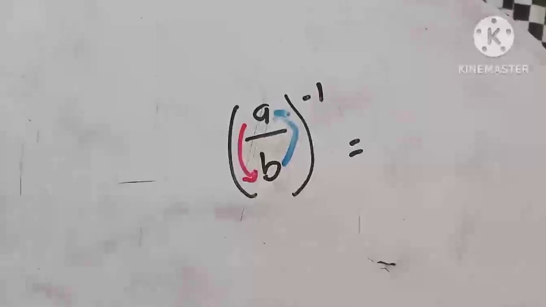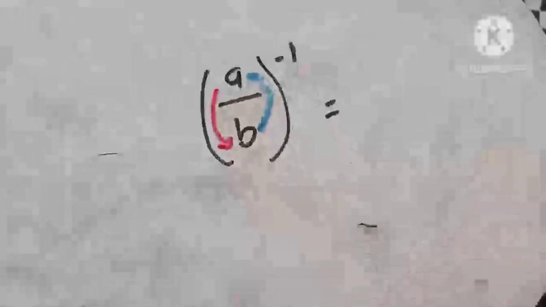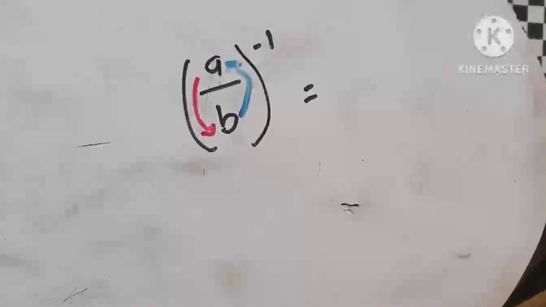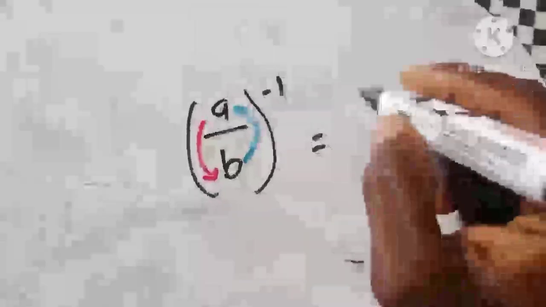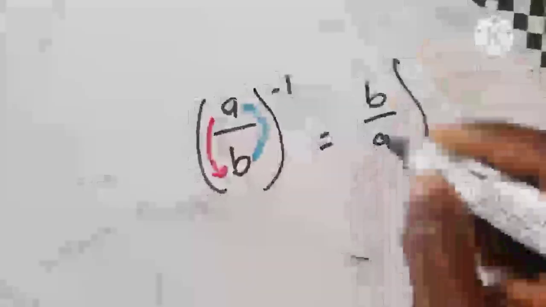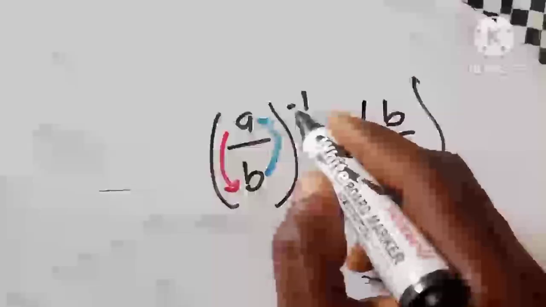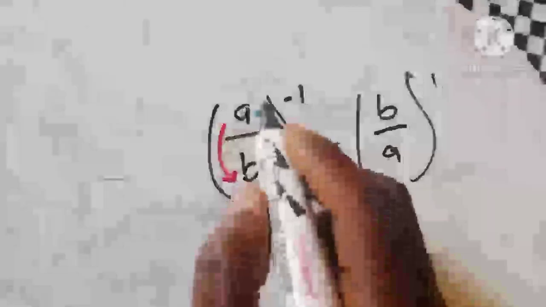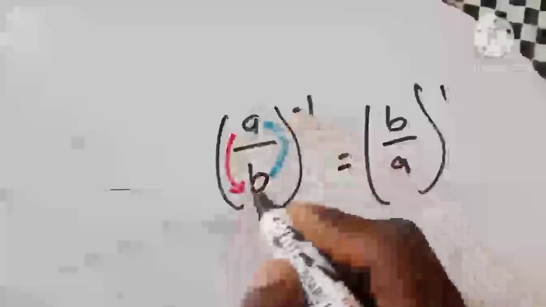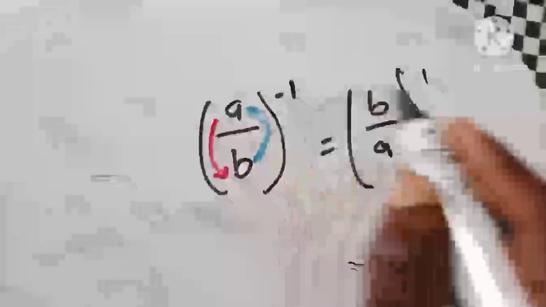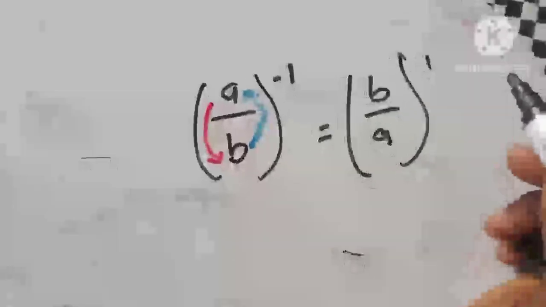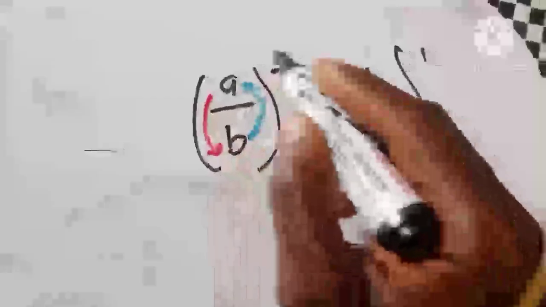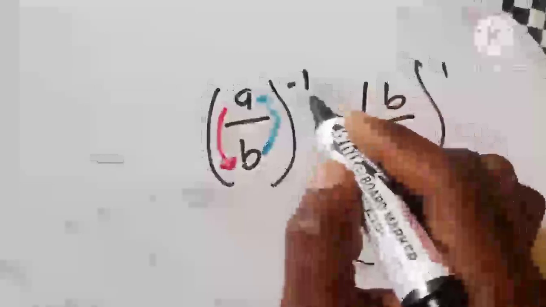So we are having (a/b)^(-1). This should be equal to (b/a) raised to the power 1. Once that happens, you want the negative to vanish, so it is raised to the power 1. Because of the negative, everything turns upside down, and we want it in its original form, so we switch them to have the positive number at the top. That's the idea we are going to use in solving this question.